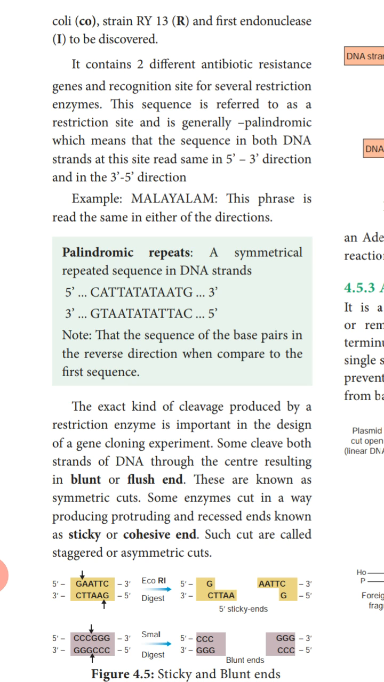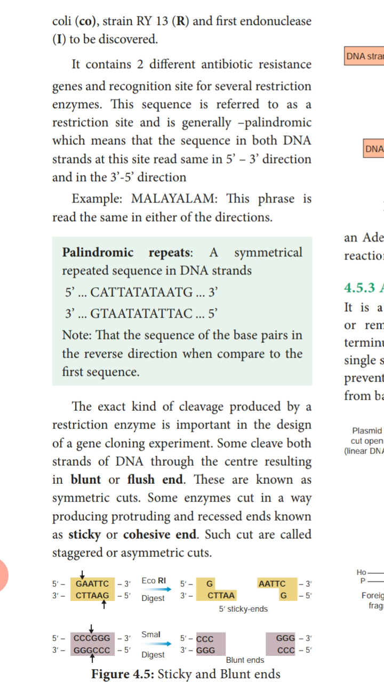Some enzymes cut in a way producing protruding and recessed ends. They are known as the sticky or cohesive ends, and such cuts are called staggered or asymmetrical cuts. As we have studied, the function of the restriction enzyme is what? To cut the DNA at a particular site. So they cut the DNA in two ways: either in symmetrical form or in asymmetrical form.